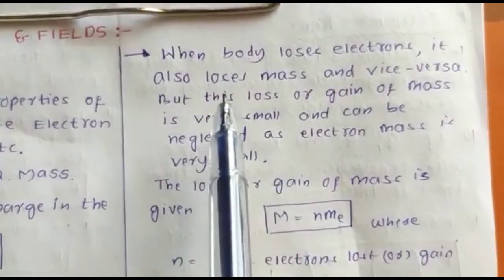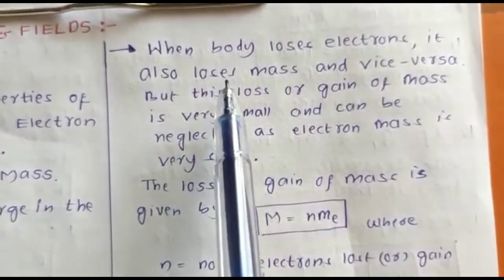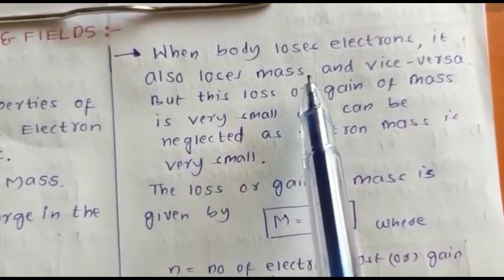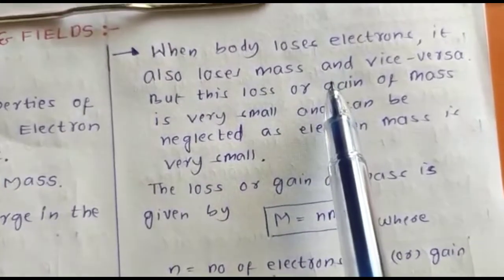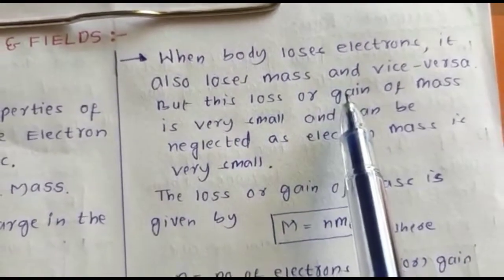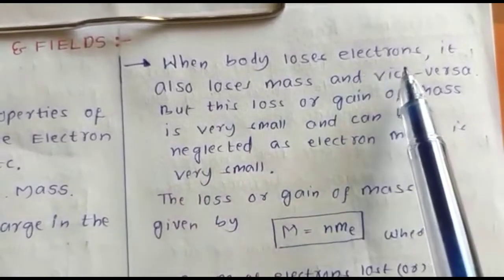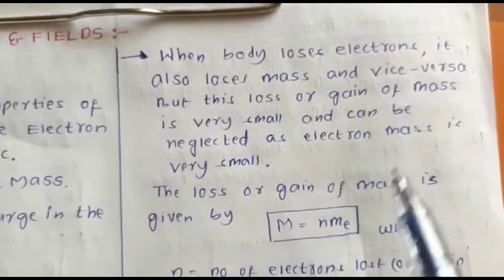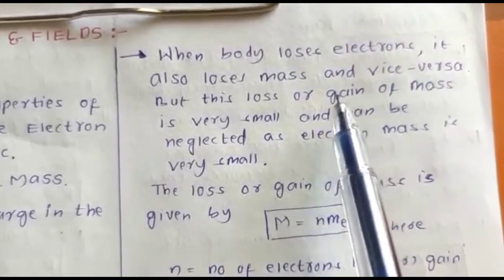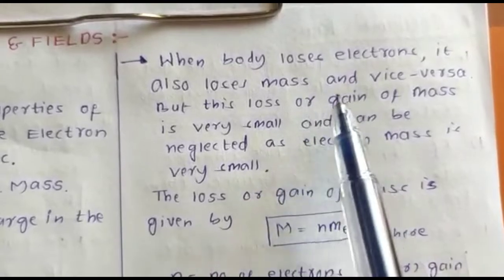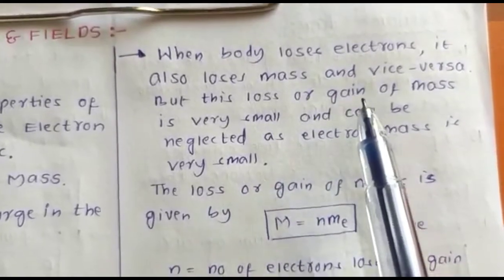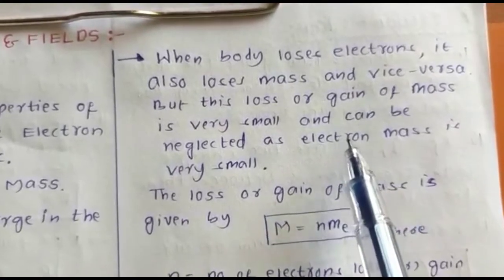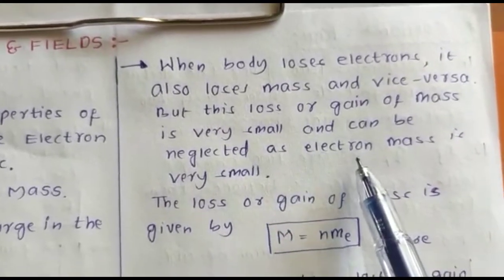Now, generally the mass of the electron is very small, we know that, but the mass of the electron is a finite value, that is 9.1 into 10 power minus 31 kg. Therefore, when a body loses its electrons, it also loses mass because of the finite mass of the electron. Vice versa, when a body gains electrons, it also gains mass. Therefore, when a body loses electrons, its mass decreases, and when a body gains electrons, its mass increases.